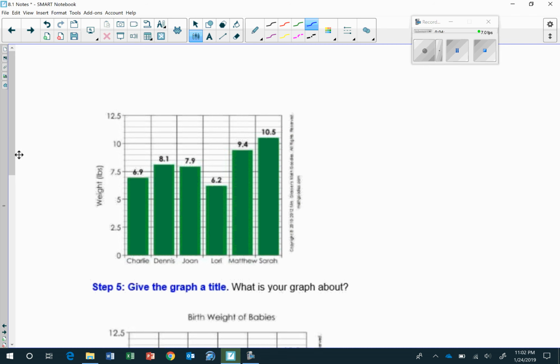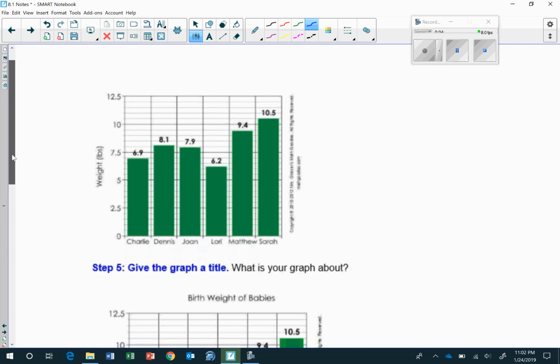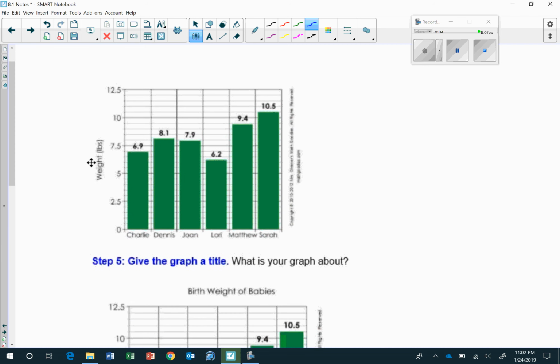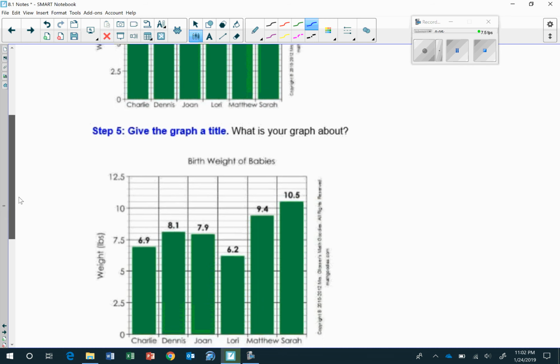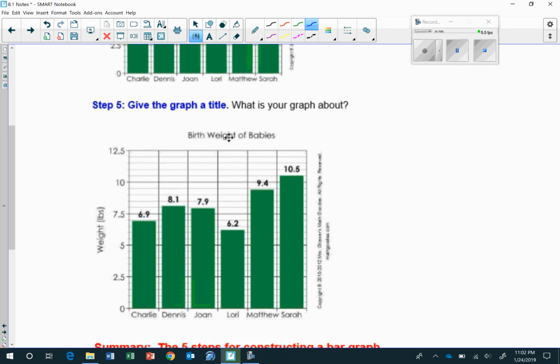When you draw your bars, it'll look like this. Again, we've got weight labeled on the y-axis, and then the names on the x-axis. And then we just draw bars and fill them in, going up to the height that matches up with the weights of the babies. If you look, these are all the same width. They should be the same width, they're just going to have different heights. And then the last step is to give your graph a title. In this case, it's the birth weight of babies.